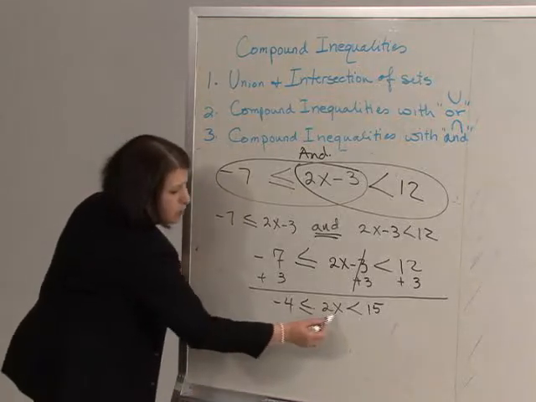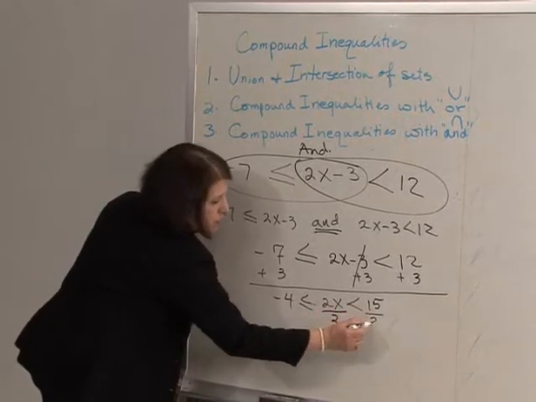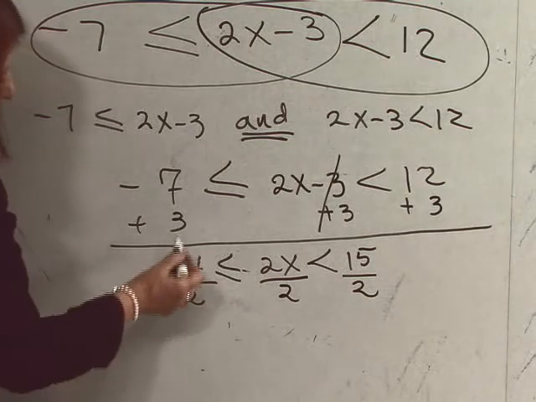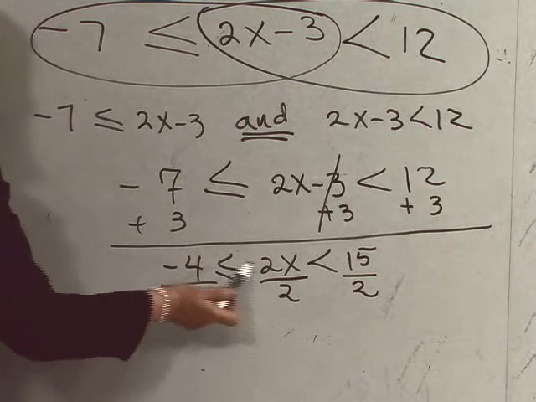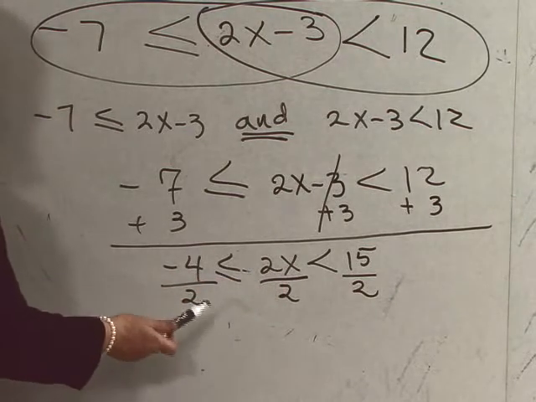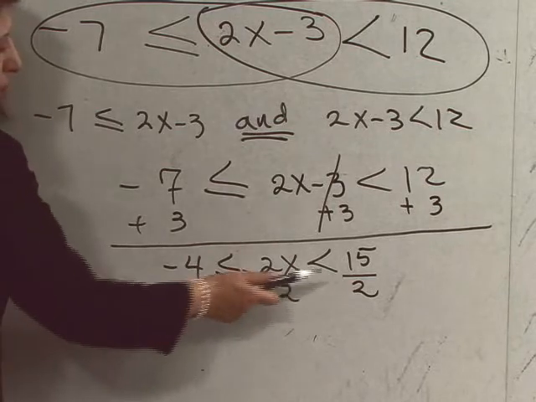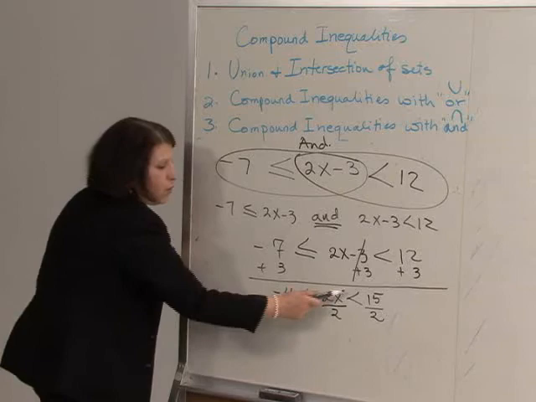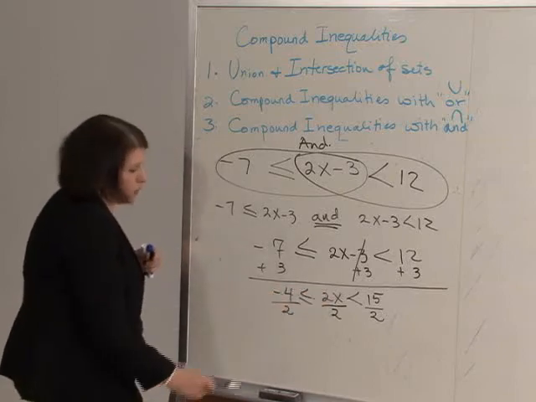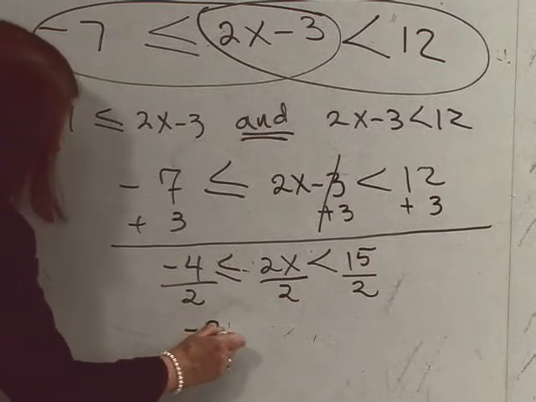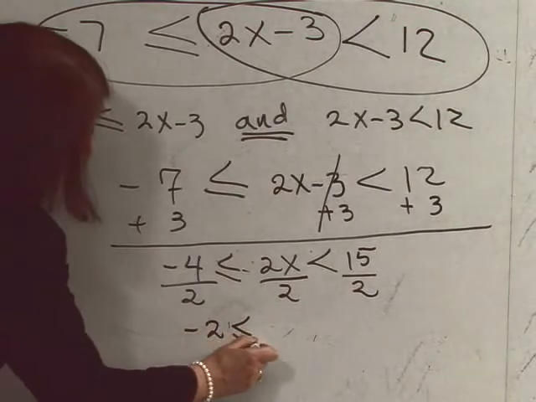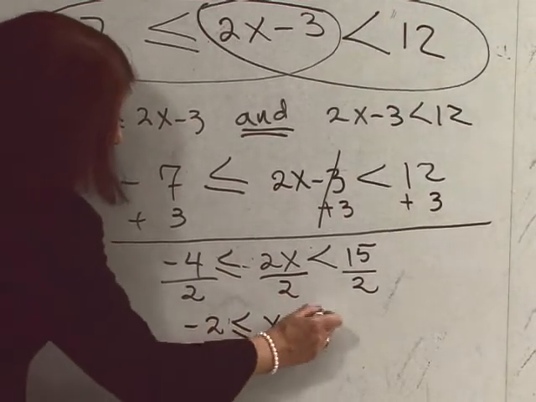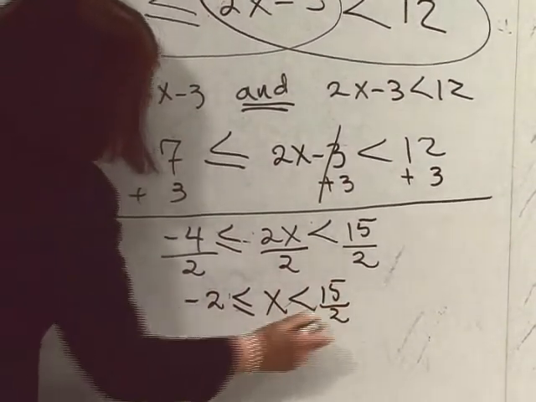And now to get x by itself, I'm going to have to divide everything by 2. So I'm dividing by a positive number. There's no need to switch the inequality symbols. If I'm dividing by a negative number, for example, if this was negative 2x, then I have to divide by a negative number. Then both inequality symbols must be switched. So this becomes negative 2 is less than or equal to x, which is less than 15/2.